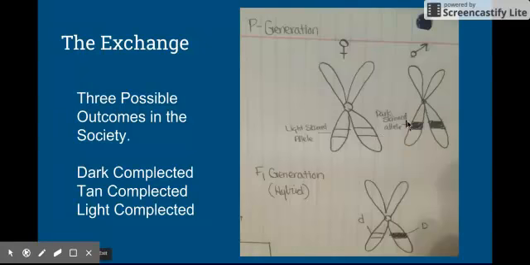They're going to be showing incomplete dominance, which means there's not two phenotypes, but there's three phenotypes, because we don't have a dominant or recessive allele. And as you can see, it will result in dark complected when you have two dark skin alleles, tan complected, which is basically my word for what you get in the middle of these two different phenotypes. And then you have light complected, which is what happens when you have two light skin alleles.